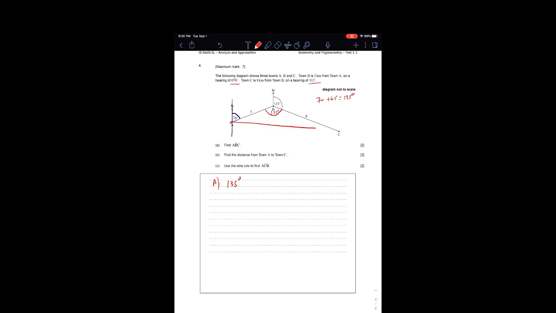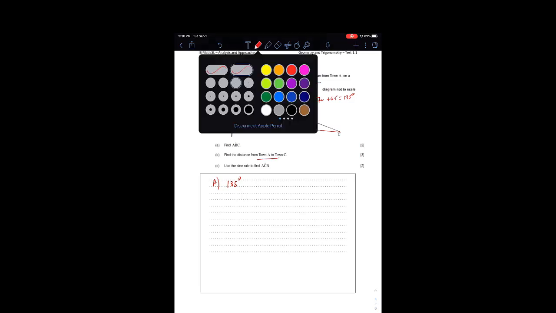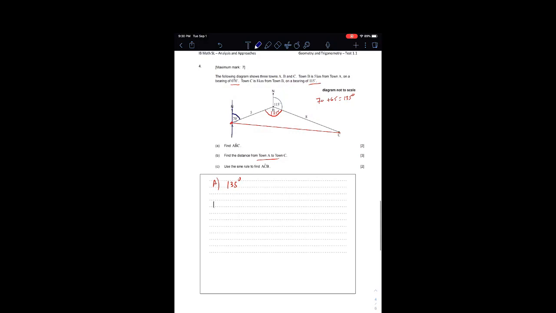And it's free. So this next question, what's the distance from town A to town C? That's this next question. So let me get a different color and I'll answer that. This is going to be B. And here's what I know. Let's get a highlighter. I know a side, an angle, and a side. I call that a sassy triangle.